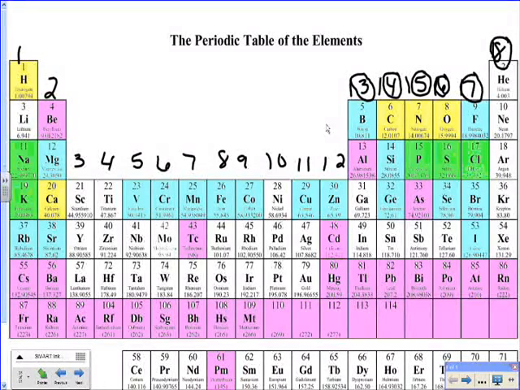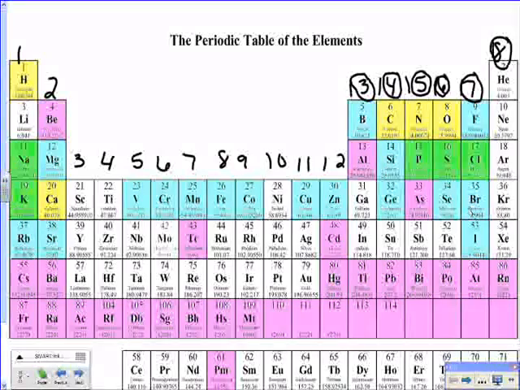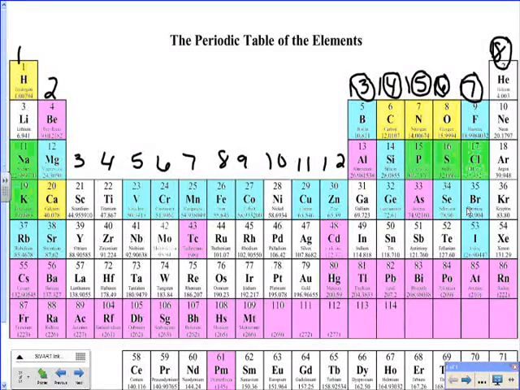Okay? And the columns are called groups, and you'll learn that in the next couple of videos. So let's practice really quick. Phosphorus, which is right here, has 5 valence electrons. Magnesium has 2 valence electrons. Fluorine has 7 valence electrons. Bromine has 7 valence electrons. I think you get the hint.